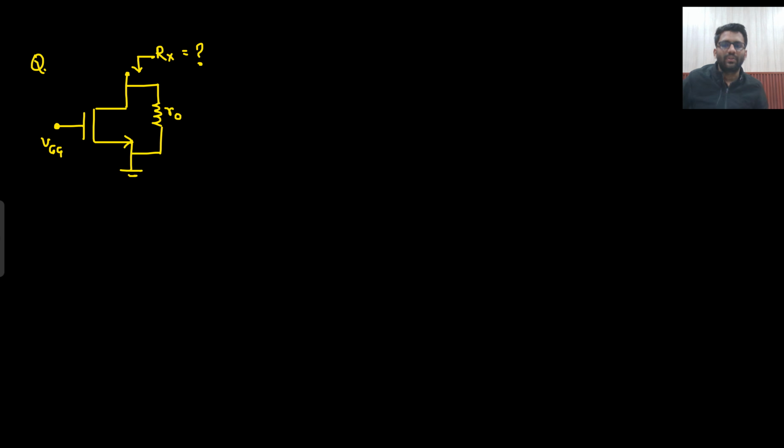Okay. Let's go to the next circuit. Let me know the Rx value. Rx or Rin, they can give any name. They can call it R out as well. So here I am giving a random name Rx, you should be able to tell.